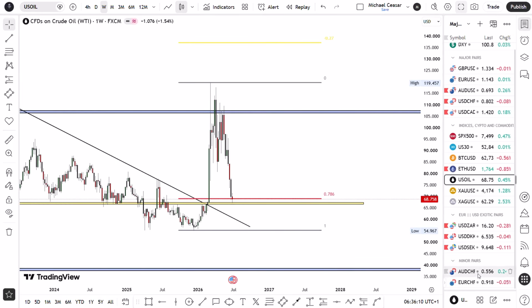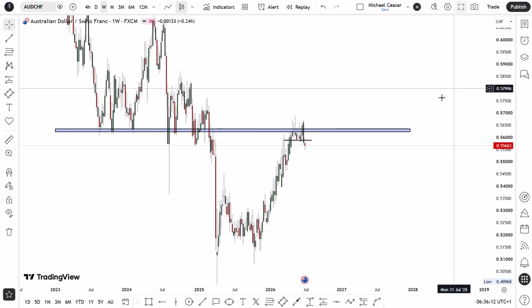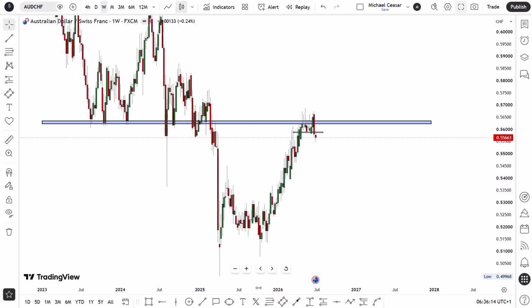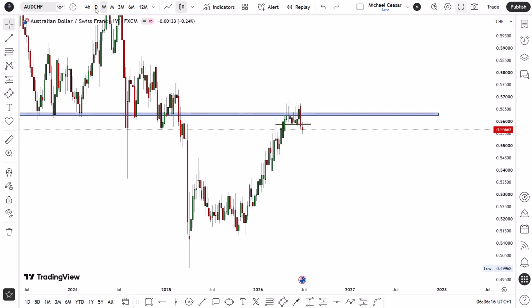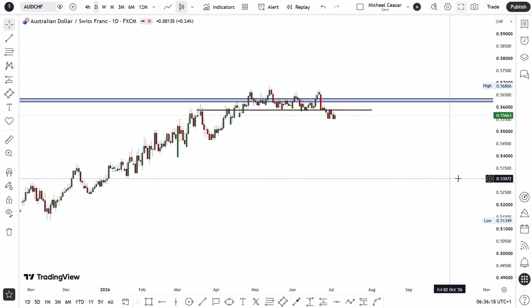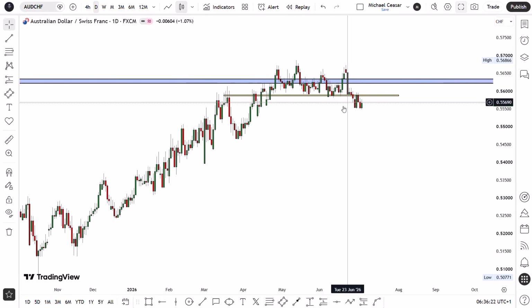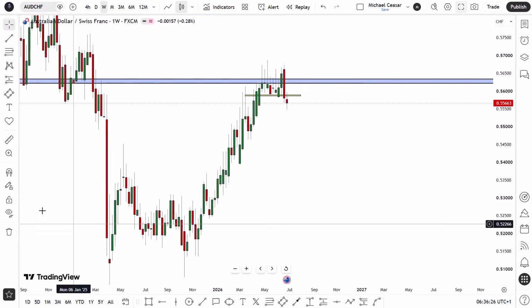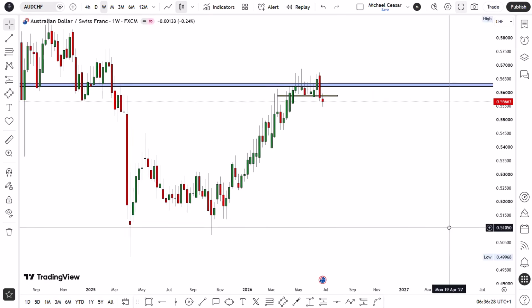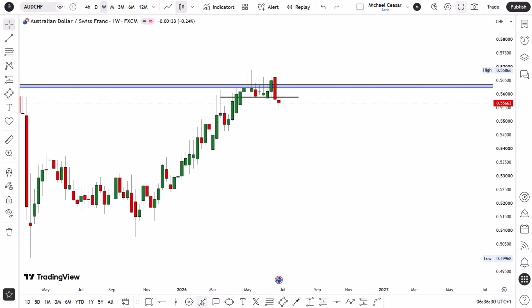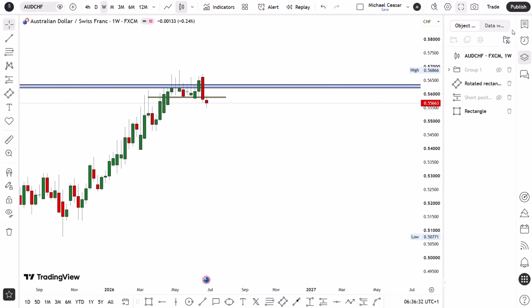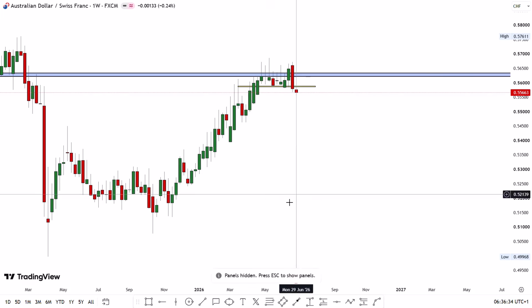So the next pair, let's talk about AUDCHF. We talked about AUDCHF last week, and from what we talked about, you guys can see I already have my first trade. Like always, I already have my first trade. My first trade came in at the break of counter trend line. Simple. We broke our counter trend line.